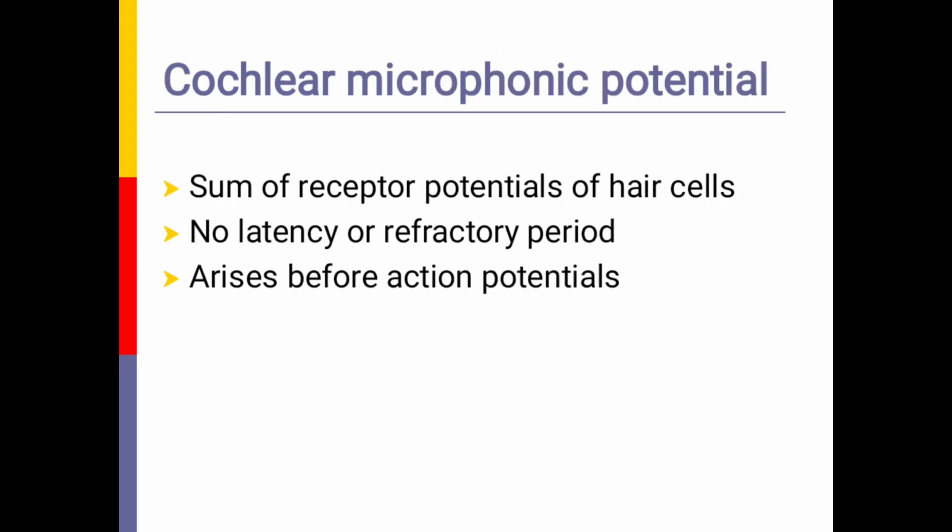As we all know, the receptor potential is produced by each and every hair cell, and the sum of all these receptor potentials of the hair cells is called the cochlear microphonic potential. This potential arises before the action potentials of the auditory nerve, and there is no latency or refractory period when compared to that of the action potentials.